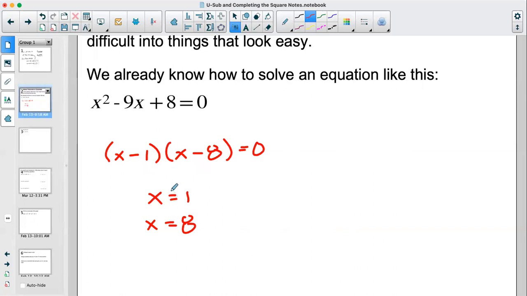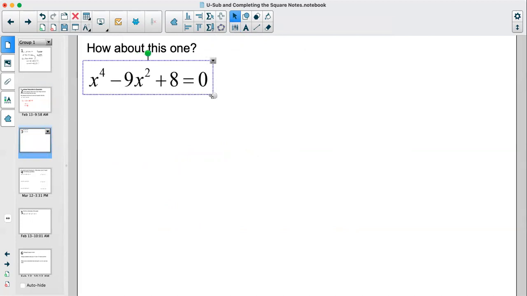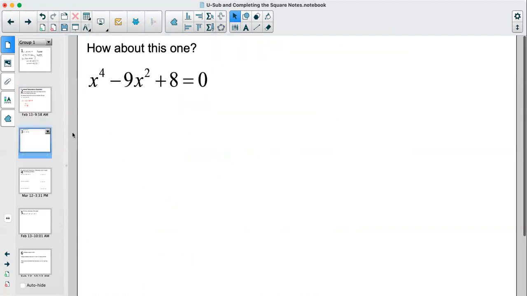So we already know how to solve this one. This one looks a little different. And this is when we come to the idea of reducing something to a quadratic equation. If you look, this one here looks a lot like this one here. This is x squared minus 9x plus 8. This is x to the 4th minus 9x squared plus 8.